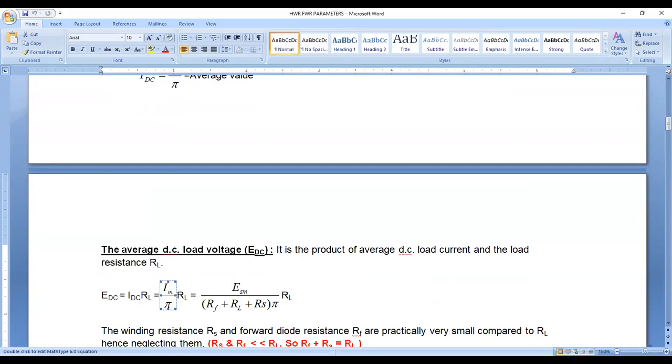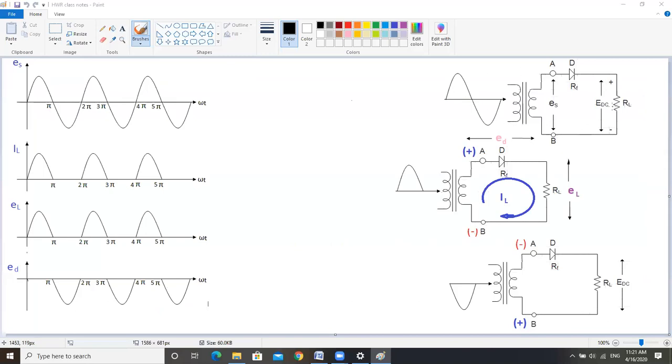This is from the circuit diagram. I will show the circuit diagram here. See the circuit diagram. This is the circuit related to the half-wave rectifier. Here this is your secondary voltage. I already explained this in the case of the half-wave rectifier.